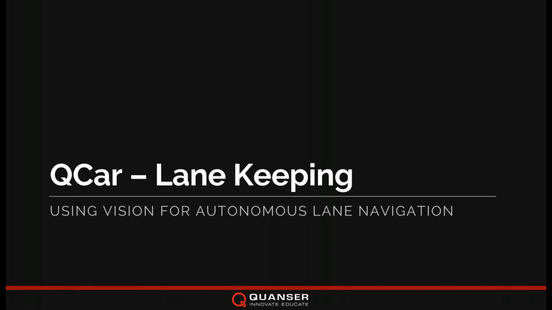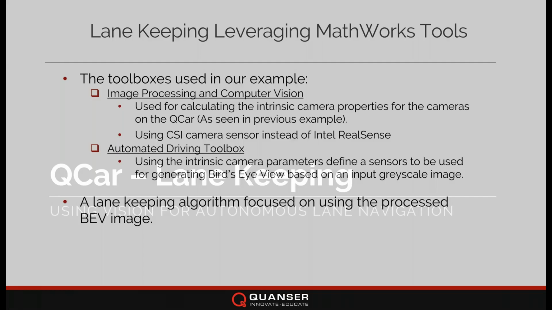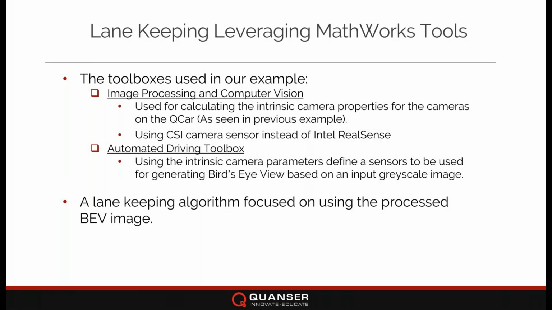And so now what I want to look at is what are the toolboxes that I'll be leveraging for this example. Again, because I need to get camera intrinsic information, I'll be using the image processing and computer vision toolbox in order to define that camera model, as I did earlier in the previous example. But the highlight of this application itself is the automated driving toolbox.